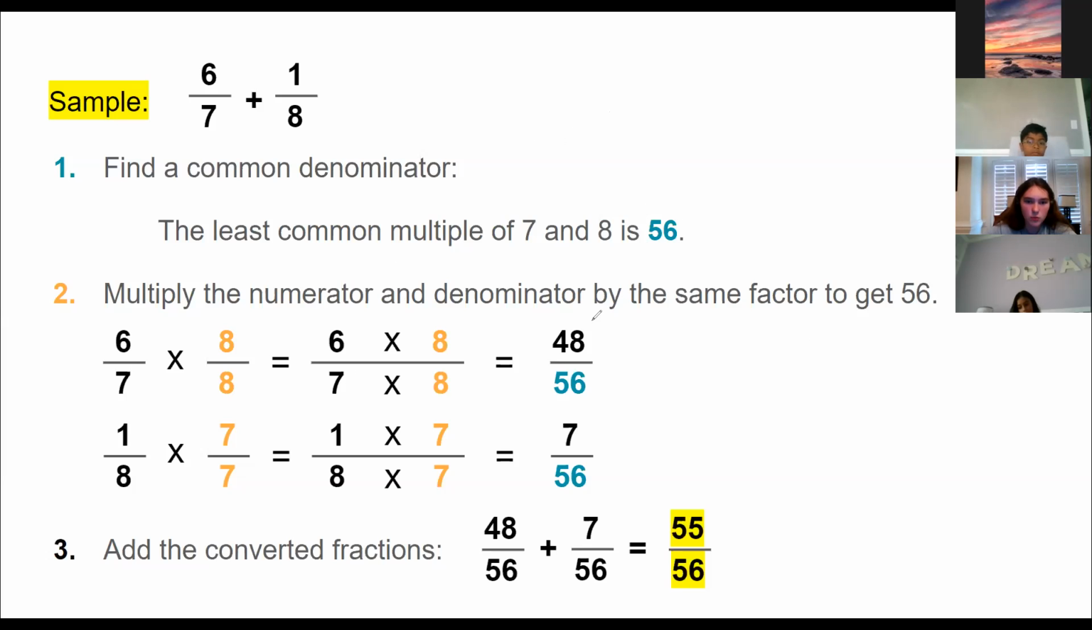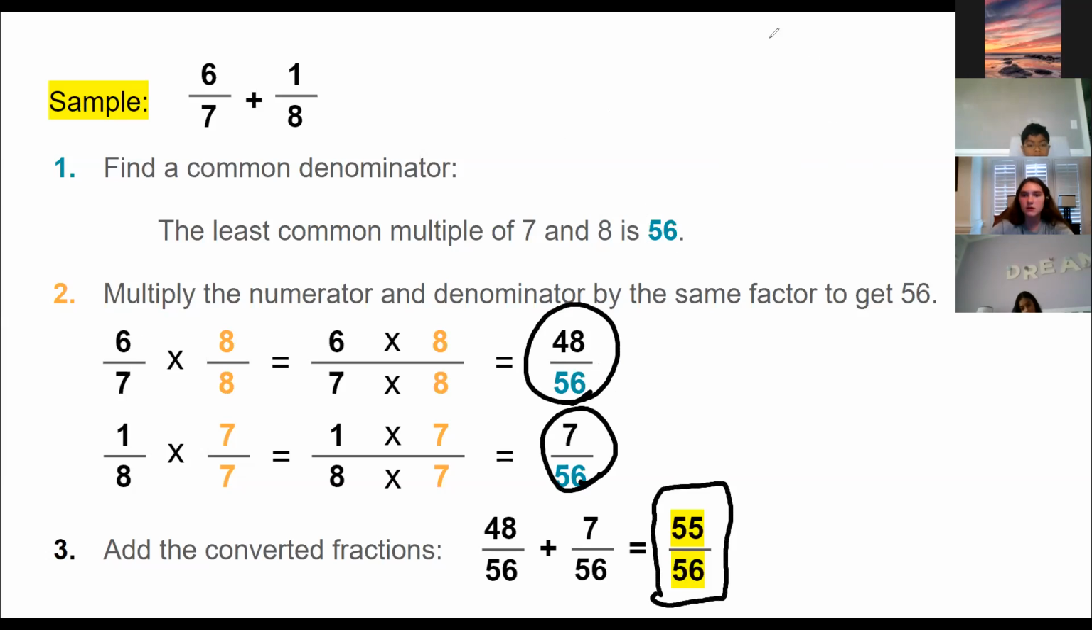So then multiply the numerator and denominator by the same factor to get 56. So 6 over 7 times 8 over 8 to get what 6/7 is in 56. And then you do the same with 1/8. And then you add the two, which gives us 55 over 56. Does that make sense? Yes. Okay.